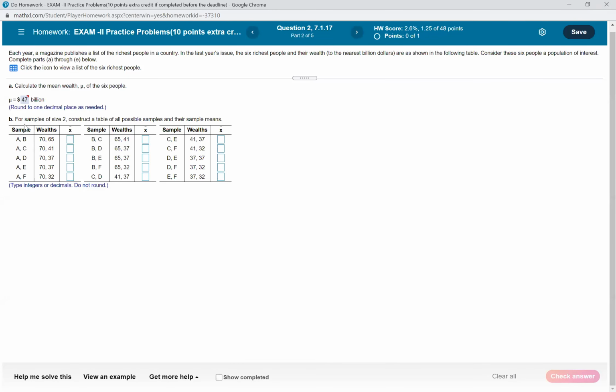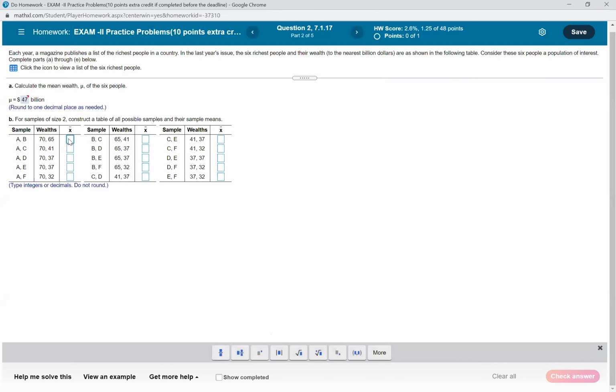Okay, so the next thing is for samples of size 2. So you have to calculate the sample mean for each one. So that means you have to calculate the sample mean for this one, this one, and this one, and you have to put this number in the box. I'm not going to do that here now because it will take time. So you have to calculate the sample mean for each one. Okay, so we'll move to the next part.